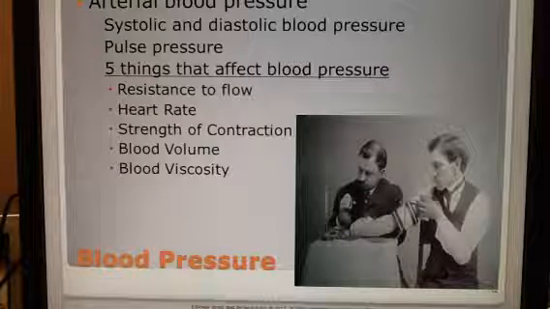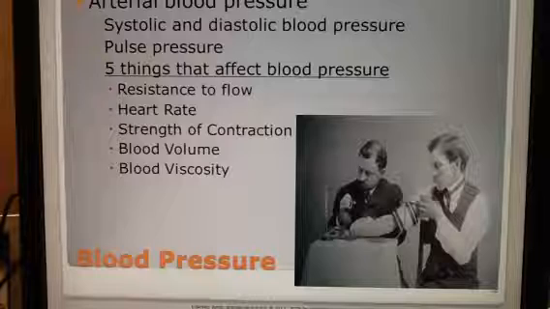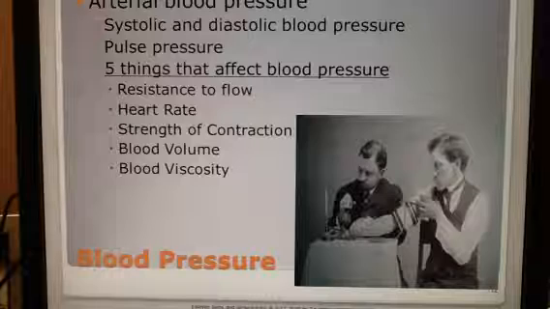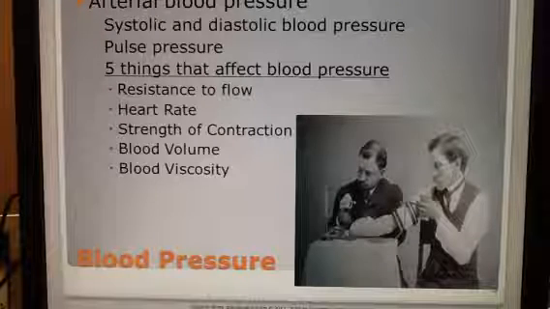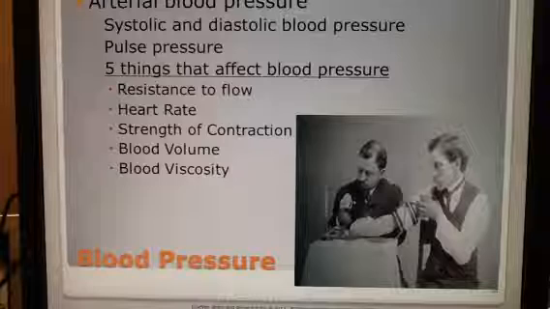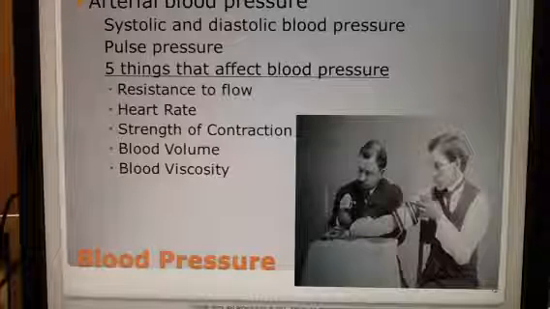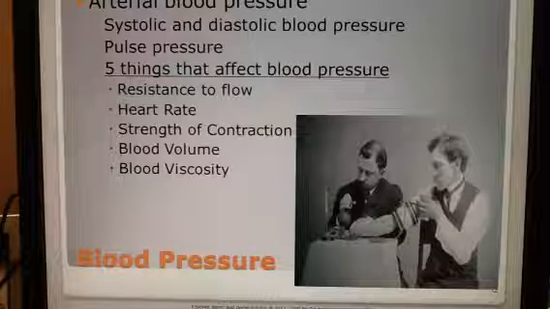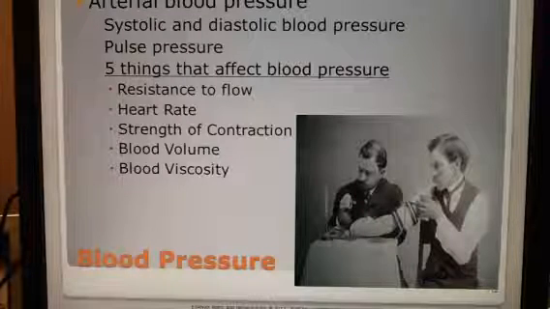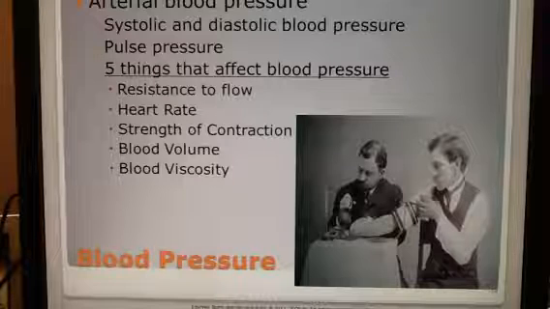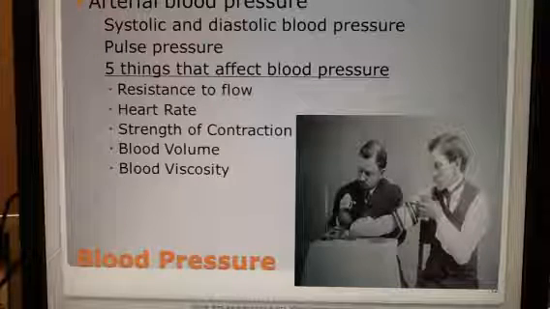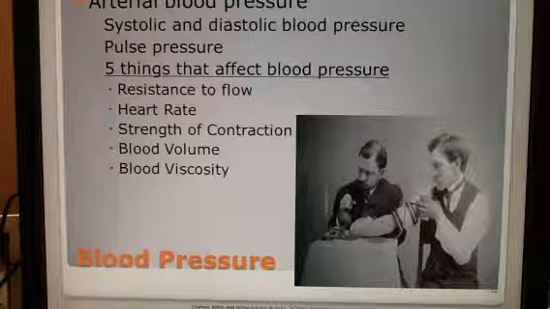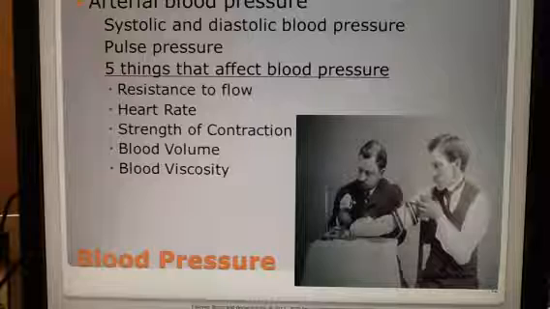Next thing is heart rate. Eventually, if the heart rate is up long enough, then blood pressure is going to go up as well. Strength of contraction plays a huge part in blood pressure. If you've got a weak heart, then blood pressure's not going to be as elevated because you're not pumping as hard. Blood volume plays a big part in blood pressure. So when you've got someone with extra fluid on their system, as in congestive heart failure or in pregnancy, their blood pressure is going to be elevated because the heart has to overcome that extra volume.